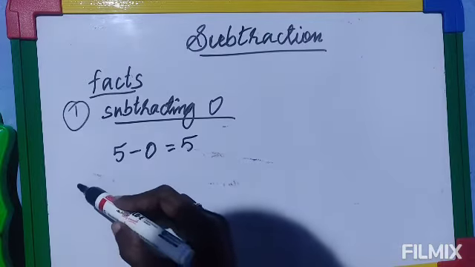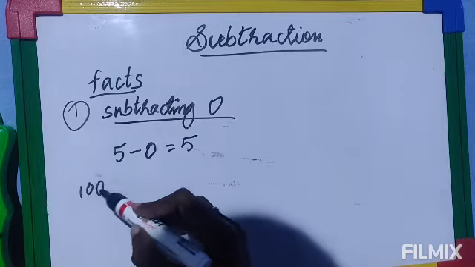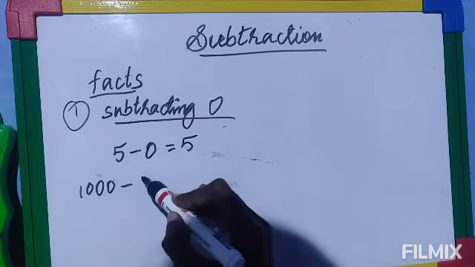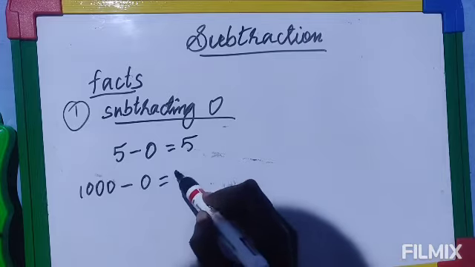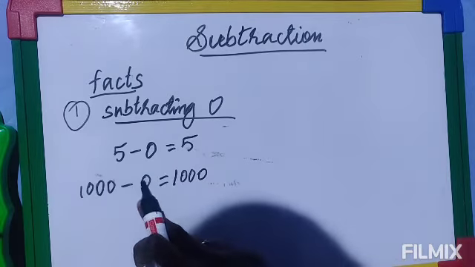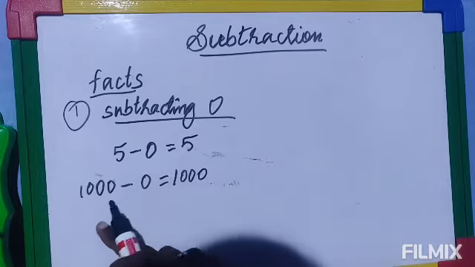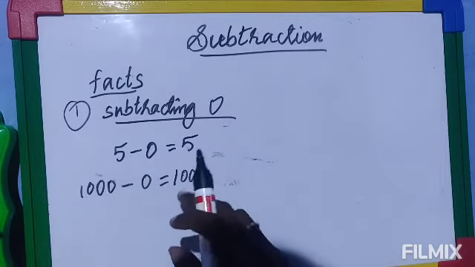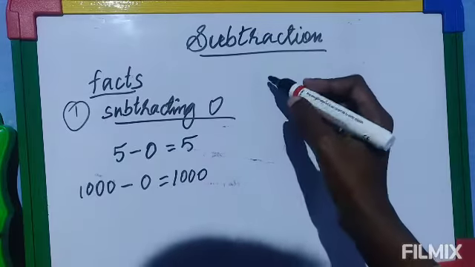And you can take any number. Suppose a little bigger number, let me take 100 or 1000. From 1000, if you minus 0, you will get the answer 1000. So if you minus 0 from any number, any big number or small number, you will get the same number as the answer. So keep in mind, this is the first fact.